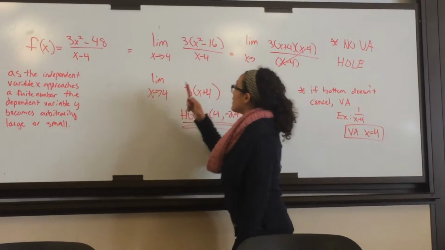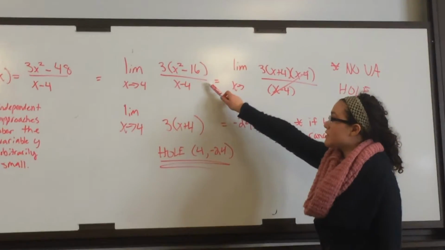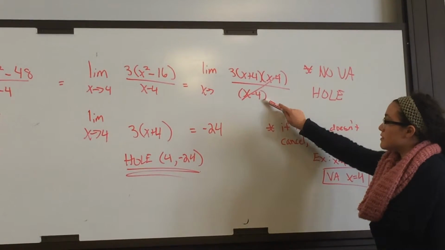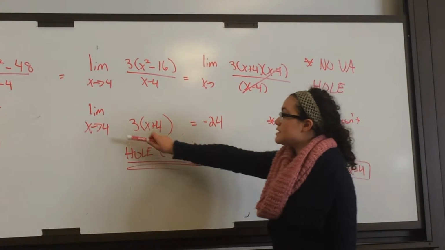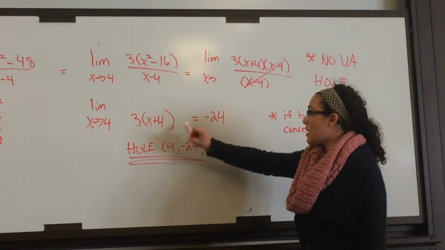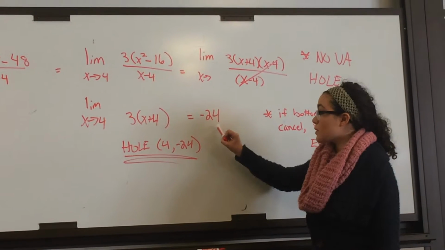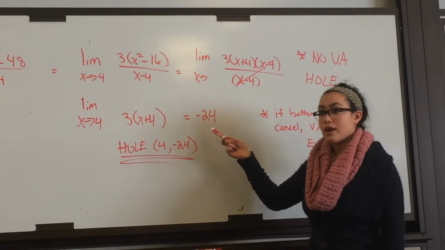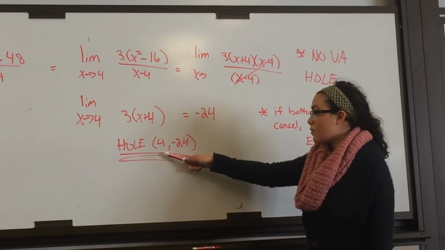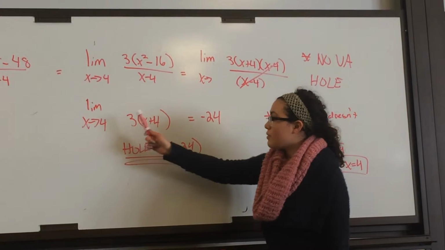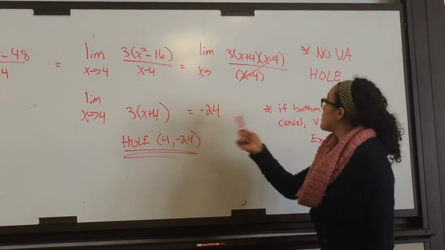And then we factor the top, and here we cancel out, and we're left with the limit as x approaches 4 of 3 times x plus 4, and that equals negative 24. And we do not have a vertical asymptote. We have a hole in the graph at 4, negative 24, since our x value is 4, and when we plug in, we get negative 24.